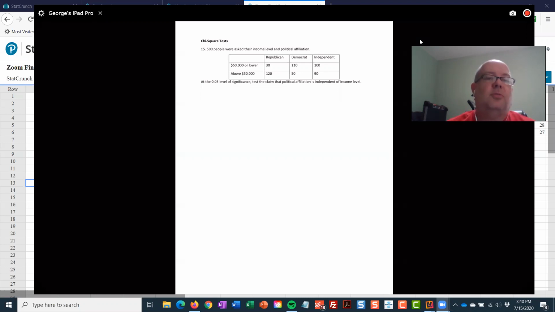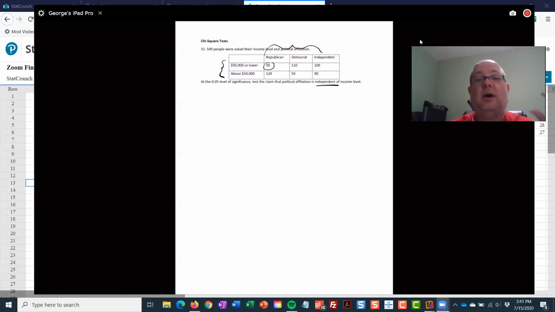There are a couple of things here that tell me this is the chi-square test for independence. First, in the claim, we're testing that affiliation is independent of income level. The second thing is that I have a contingency table to work with. A contingency table has a categorical variable displayed in the rows, here it's income, and a categorical variable displayed in the columns, here it's political affiliation. And the number 30 tells us that there were 30 people who were Republican and at the same time earned $50,000 or lower.